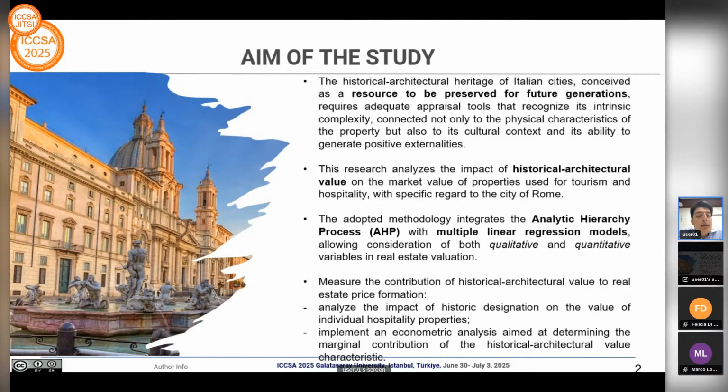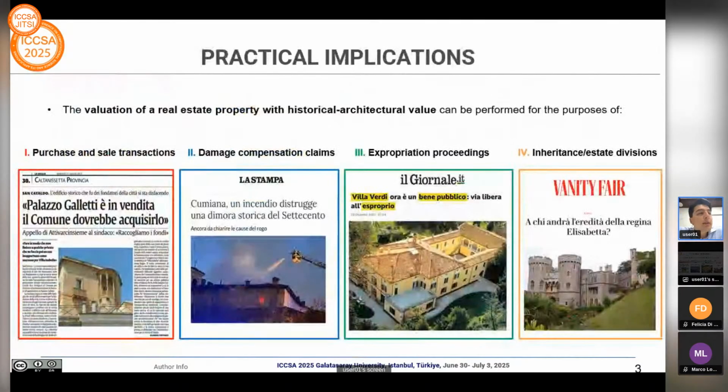The adopted methodology integrates two approaches: the AHP, analytic hierarchy process, with the multiple linear regression models, allowing consideration of both qualitative and quantitative variables in the real estate valuation. Why is it important to evaluate a real estate property with historical and architectural component? Because it can be performed for purposes of purchase and sale transaction, or for damage compensation claims, expropriation proceedings, and estate divisions.